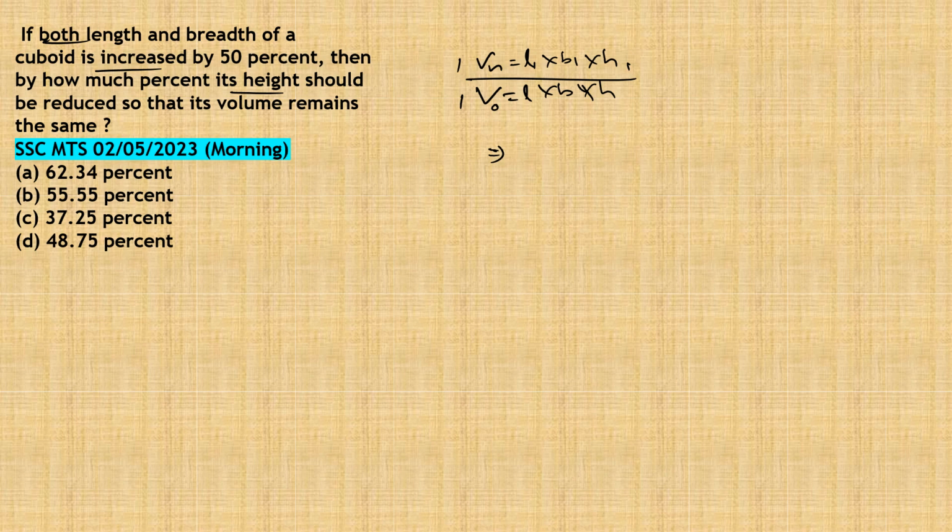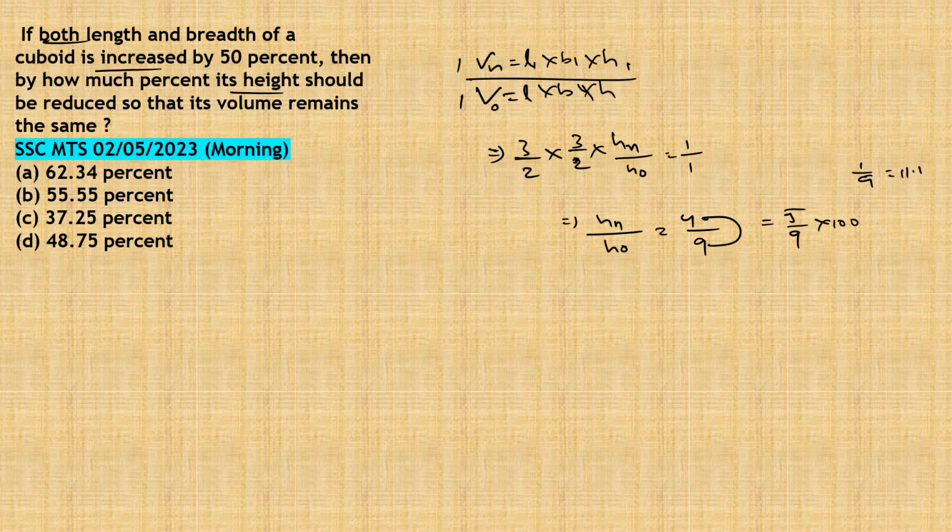Then it depends upon the length, breadth and height of the cuboid. Length is increased by 50%, that is before it was 100%, it is increased by 50%. Breadth is also increased by 50%, that is 3 by 2. We need to find the percentage change in the height so that the volume remains the same. That implies H new divided by H old is equal to 4 by 9. We need to decrease 5 upon the old height, that is 5 by 9 into 100. 1 by 9 is 100 by 9, which is 11.11. If you multiply it by 5, we will get 55.55%. That is option number B.